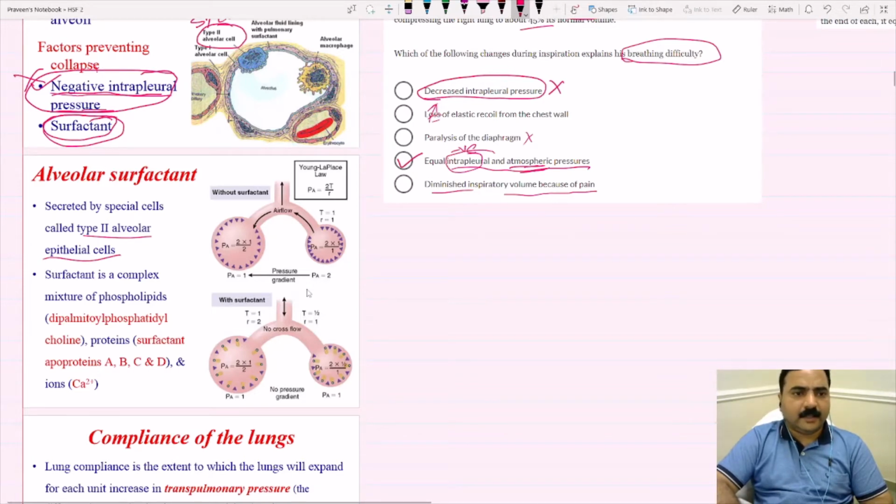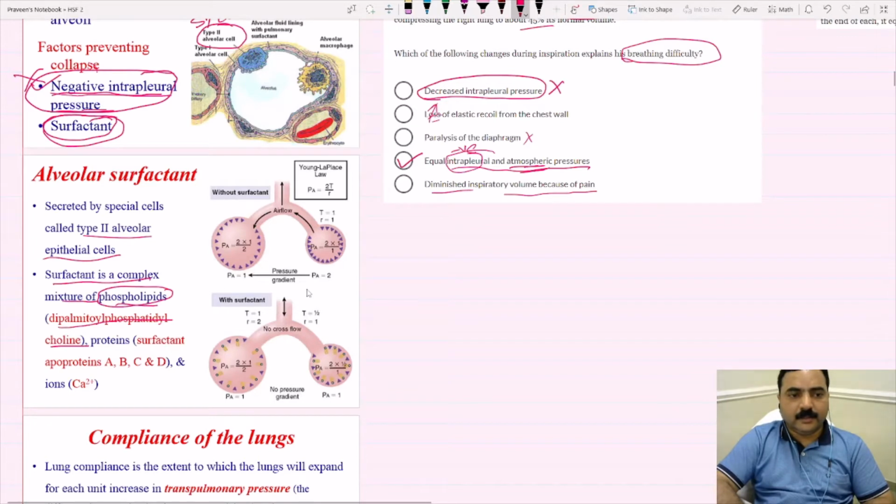There are other cells like Clara cells, club cells, etc., but those are not seen in the alveoli. Those also produce surfactant-like products like mucus in the pathways, in the bronchioles. But inside the alveoli, it's the type 2 alveolar cells that produce the surfactant. Surfactant is a complex mixture of phospholipids. The most important phospholipid is dipalmitoyl phosphatidylcholine.